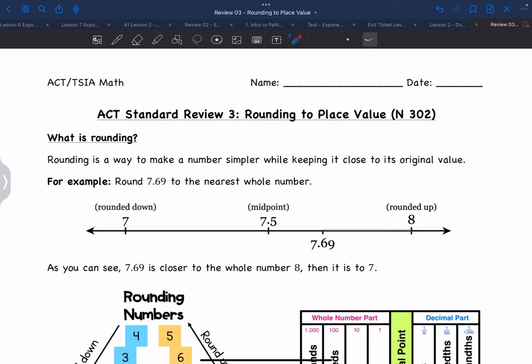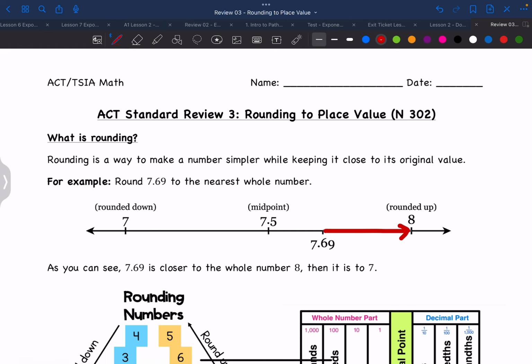What is rounding? Rounding is a way to make a number simpler while keeping it close to the original value. So if we took, for example, round 7.69 to the nearest whole number, if we thought of it as a number line, the nearest whole numbers are 7 and 8, where the midpoint being 7.5. The number 7.69 falls right here. And if we were looking at the number line, where is that closer to? Is it closer to 7 or 8? It's closer to 8. So we would round up. We're preserving kind of the closeness of the original value, but we're making it simple. We're going to just the whole number 8. So here we would just round up.